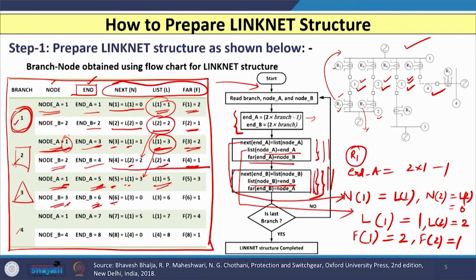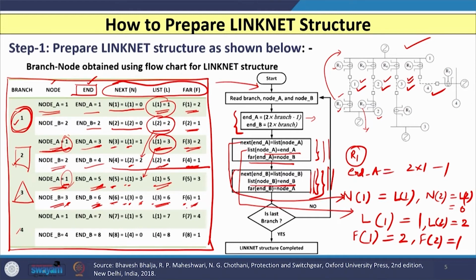In the same way, when you consider this block, next AND B is equal to 6. So, N6 is equal to list L, node B, that is 3, and as no such value exists, we initialize it to 0, and now the L3 value is updated. So, list L, node B, that is 3. So, L3 is equal to AND B, which is 6. So, the L3 value becomes 6, and similarly for F, AND B is equal to 6, and that is equal to node A, that is 1.